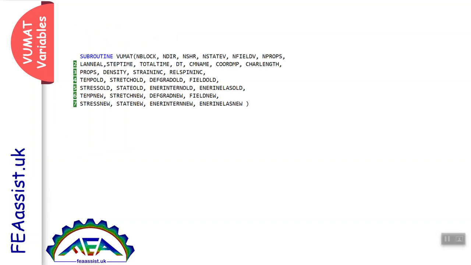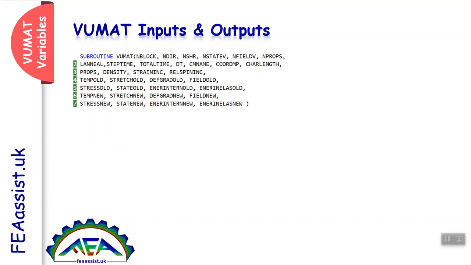The important thing about the VUMAT subroutine learning is the inputs and outputs. VUMAT has some variables. Some of them are inputs from Abaqus. In VUMAT, we process the inputs and export the processed inputs as an output.